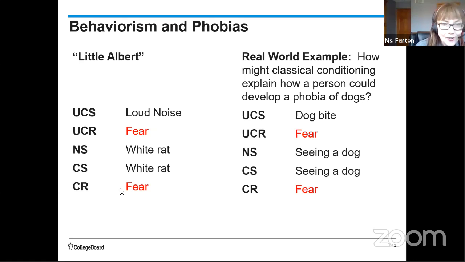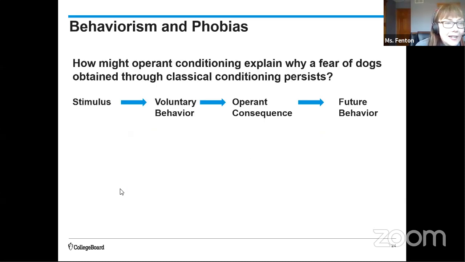Certainly there's other ways to obtain phobias, including maybe observational learning. Then we can go back to operant conditioning. So operant conditioning might be an explanation as to why a fear of dogs that was obtained through that classical conditioning process continues. So this is kind of a formula for operant conditioning. You have a stimulus, so something in the environment. There's a voluntary behavior. The organism makes a choice, does something. The operant consequence, that's where you fit in those terms, where it's positive reinforcement, negative reinforcement, positive punishment, negative punishment. And then you have a future behavior.